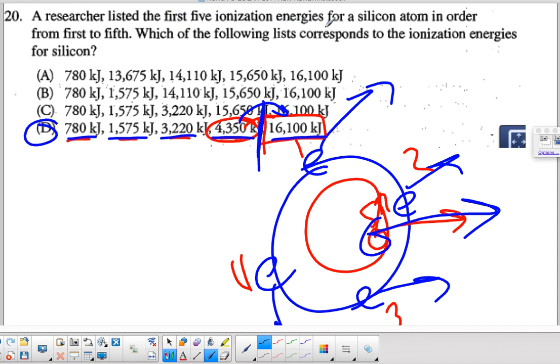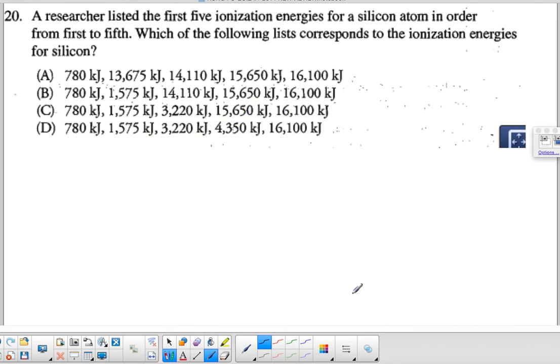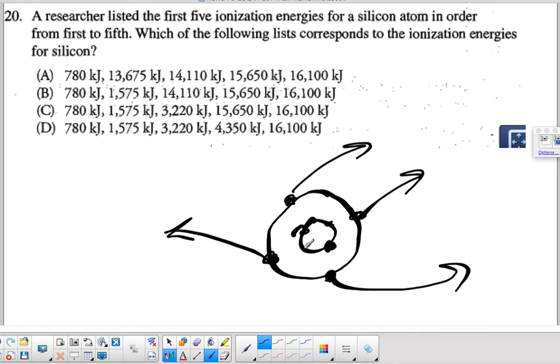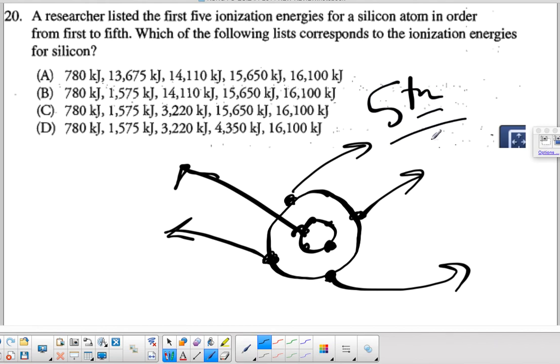A researcher listed the first 5 ionization energies for a silicon atom. So when we look at a silicon atom, think about it like this. Silicon has 4 valence electrons. That represents a silicon atom, right? So when you're going to pull these off, the first one takes energy, the second one the energy increases, the third one the energy increases, the fourth one the energy increases. But when you go to remove an electron from the inner core, that's where you're going to see your spike. So if it has 4 valence electrons, the 5th electron removed is where you would see the jump.